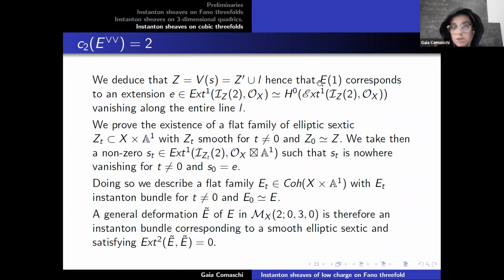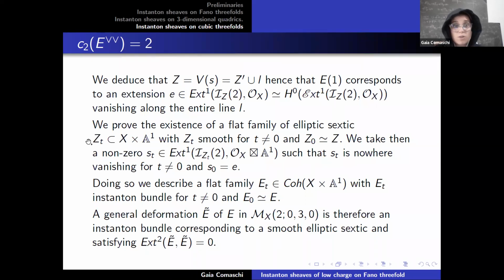In other words, E twisted arises from an extension class in this group, and this class, since we have a singularity along the entire line, has to vanish along the entire line L. And also in this case, the strategy in order to understand the deformation is to prove that the curve Z can be smoothed.